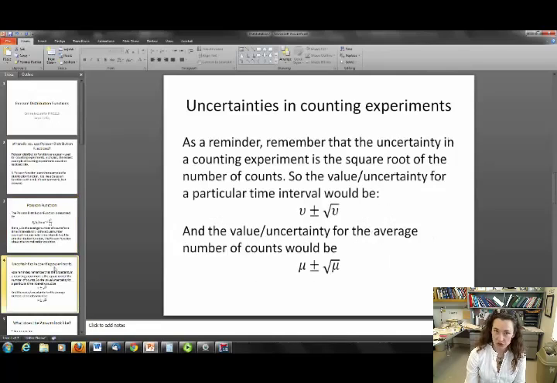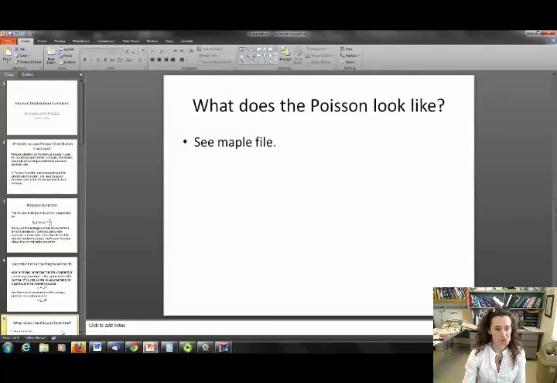To remind you, we talked about this back in, I think, Chapter 3. If you have a counting experiment, remember that the uncertainty in a counting experiment is the square root of the number of counts. So, for example, for a given time interval, nu, your uncertainty would be the root of nu. And for your average value, mu, the uncertainty on that average would be the square root of mu. Okay, so those are your uncertainties.